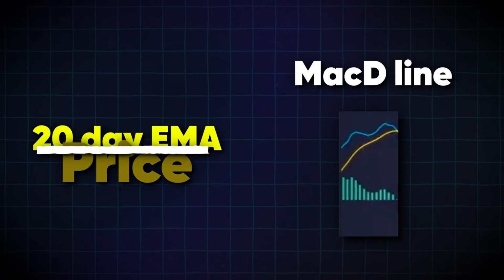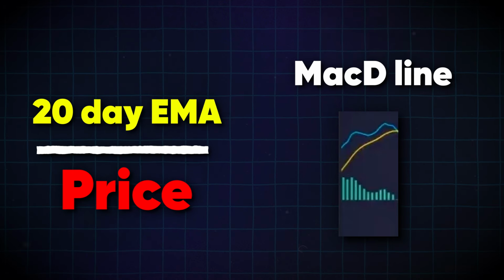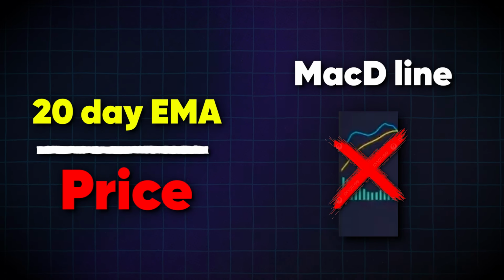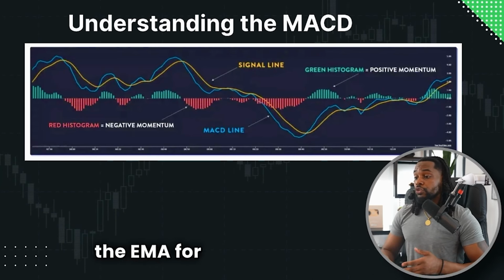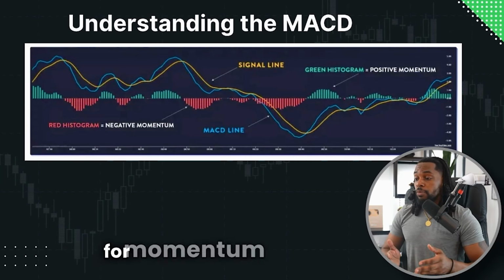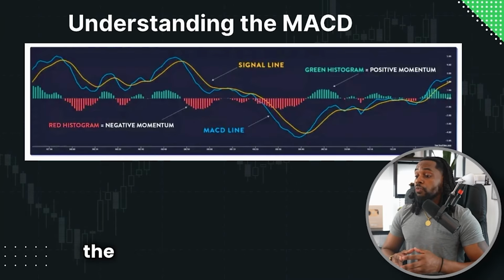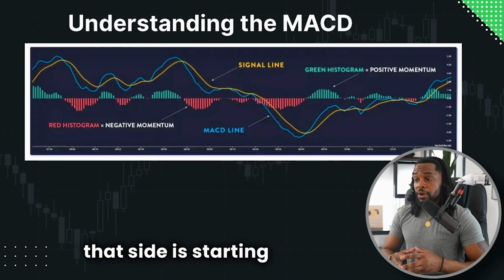But if the price is below the EMA and you see the same crossover, it's usually just a fake bounce inside of a downtrend, and I stay far away from those. So when you combine the EMA for trend direction and the MACD for momentum confirmation, that's where the real edge starts to show up. The EMA tells you which side of the trade to be on, and the MACD gives you the timing for when that side is starting to take control.